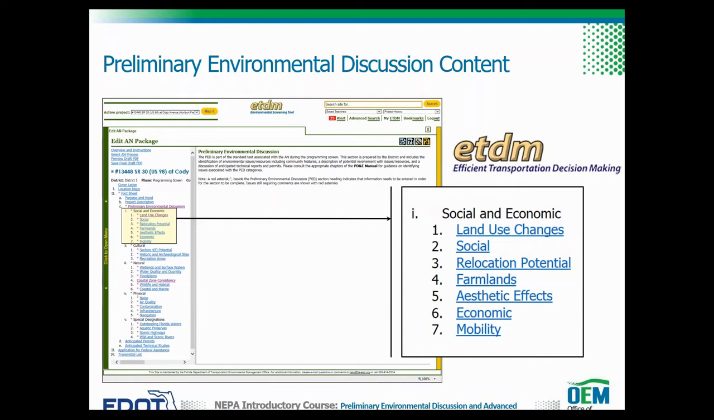The next topic under social and economic is relocation potential. Will the project require right-of-way acquisition? If so, how much is anticipated? Will any residential or business relocations be needed? The corridor is reviewed for the presence of farmlands. If farmlands are present in the corridor, we evaluate if and how they may be affected by the project.